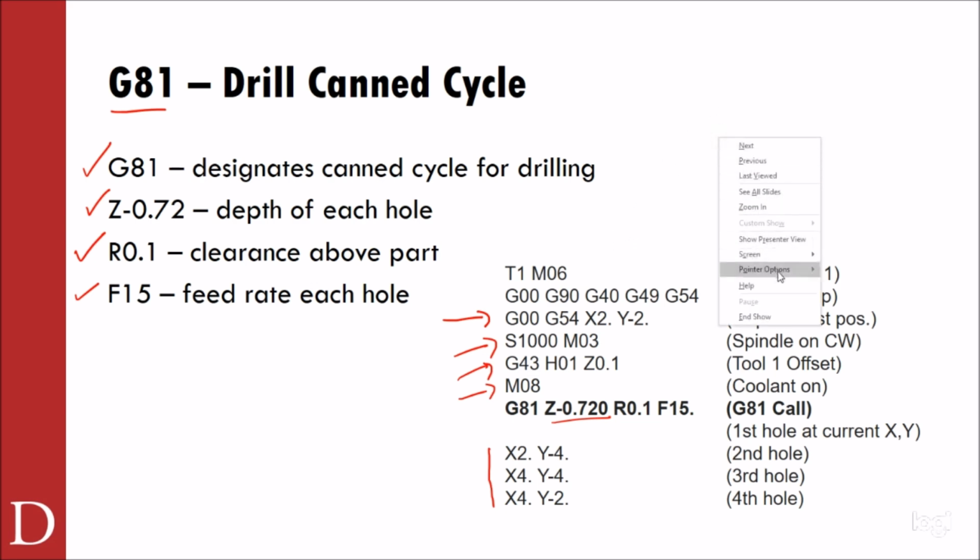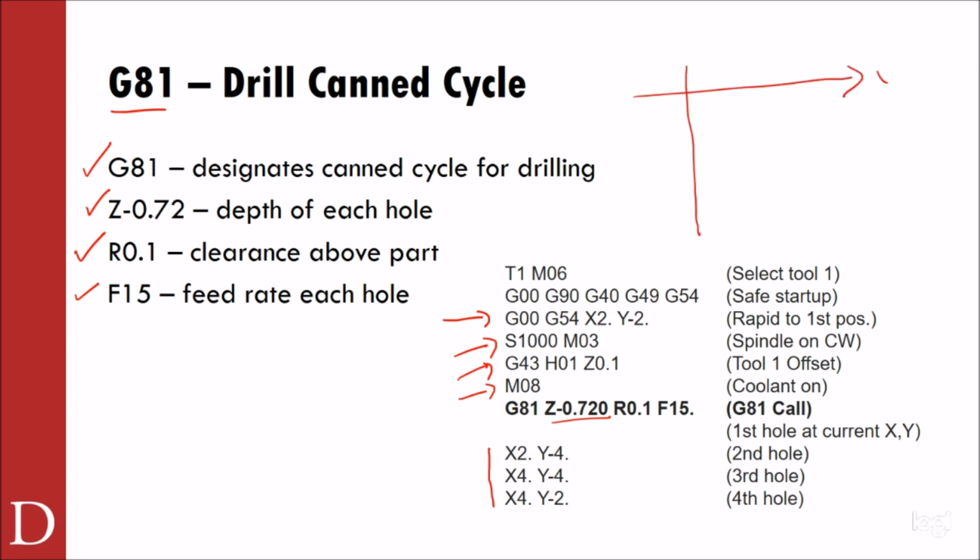All right, so where are we at here? Pointer options, pen, there we go. So I need the X in the positive direction, the Y in the negative direction. So I guess I'm going to look kind of like this. So here's my X. It's the same thing. I mean, it doesn't really matter, just how your machine is set up.